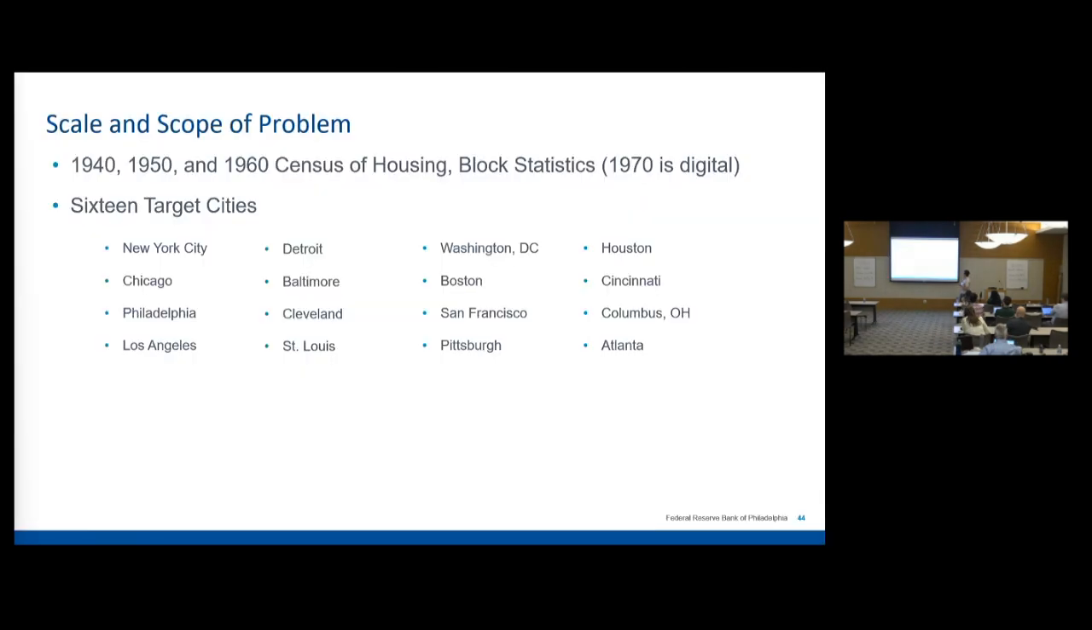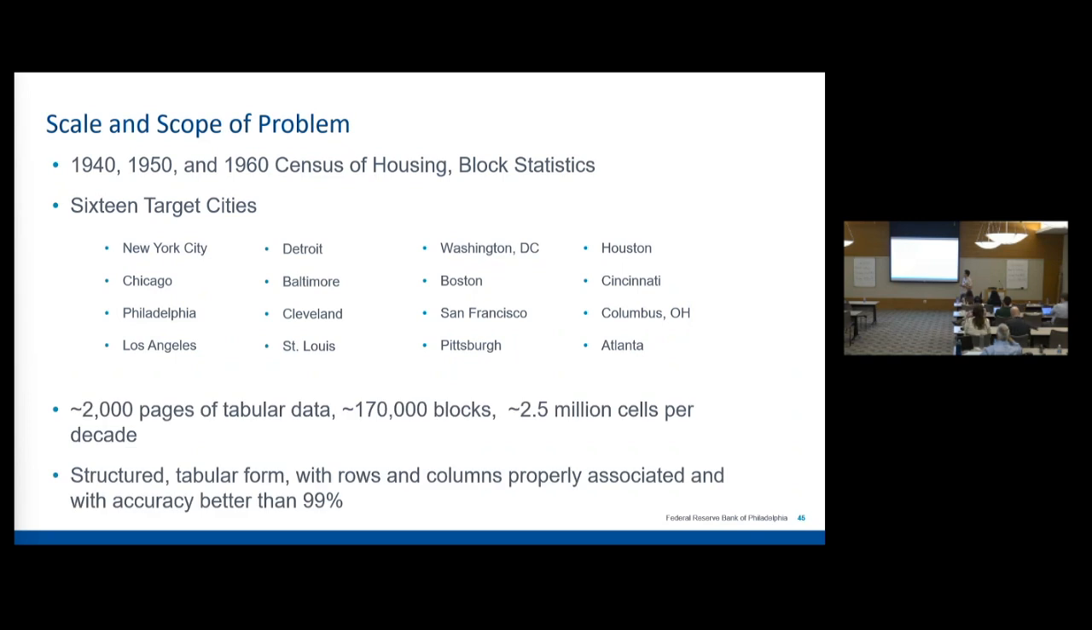All right. So I won't go over this again, other than to say that for the statistics, the problem is a little simpler in that 1970 already exists digitally. But the scale of this problem is that there's about 2,000 pages of tabular data per decade, or about 2.5 million cells of data. And what we want to get is the data in structured tabular form, with the rows and columns properly associated, and with accuracy better than 99%.